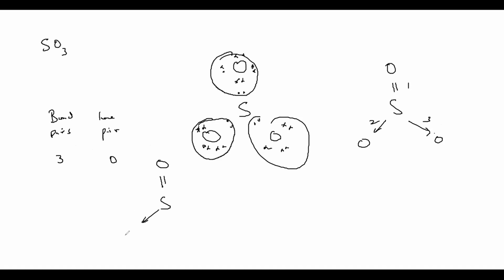So in this structure, all the bond angles are 120 degrees. Is it clear? This is the structure of sulfur trioxide, which is trigonal planar. So you should be able to predict the geometry as well as the bond angles. This will be trigonal planar.